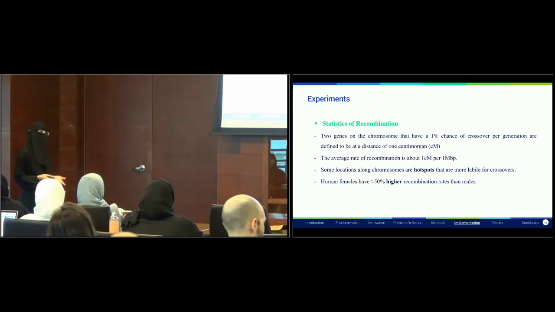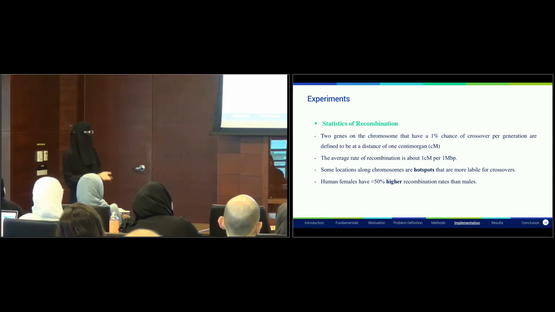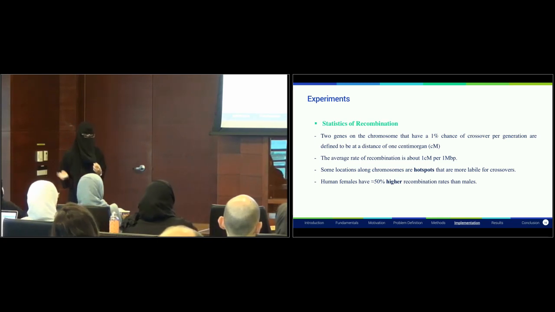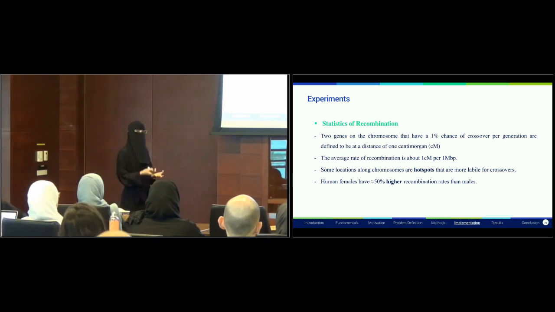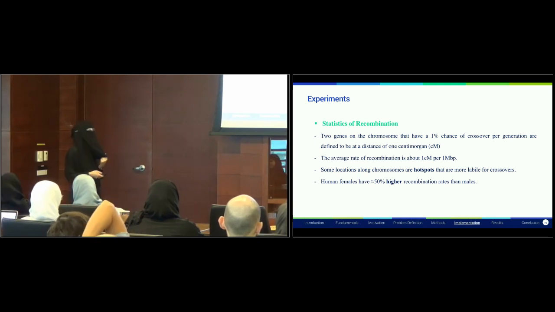Before I explain how we did that, I need to mention some statistics regarding recombination. Two genes on a chromosome that have a 1% chance of crossover per generation are defined to be a distance of one centimorgan. The average rate of recombination within the population is 1 centimorgan per megabase. Some locations along the chromosomes are hotspots, meaning crossover is more likely to happen there. Also, human females have a 50% higher rate of recombination compared to males. This is a known fact in biology, so we need to consider all this information in our simulator. So how did we do that?